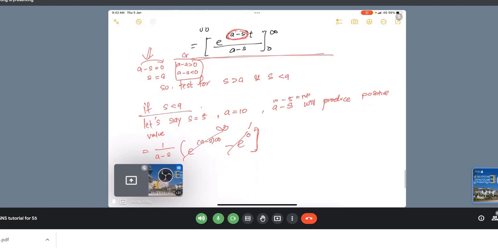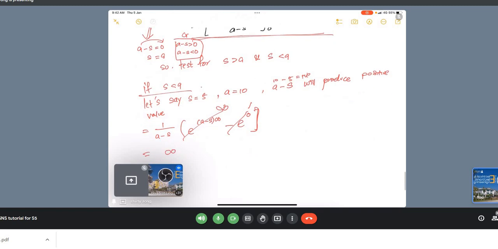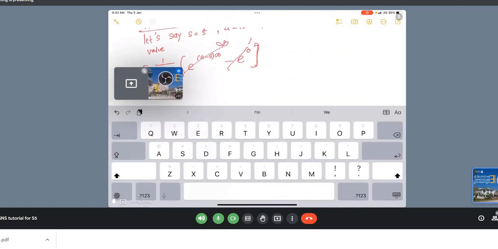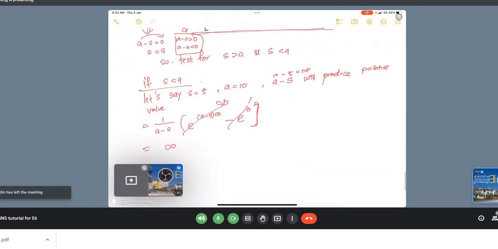So let's say in this one I test if s less than a, and s more than a. If s less than a, I give you a number so that you can see it clearly. So let's say s is equal to 5, a is equal to 10. So a minus s means that it's 10 minus 5. Do you get positive or negative value? Just now you told me you get positive value. So that means a minus s, you will get positive value.